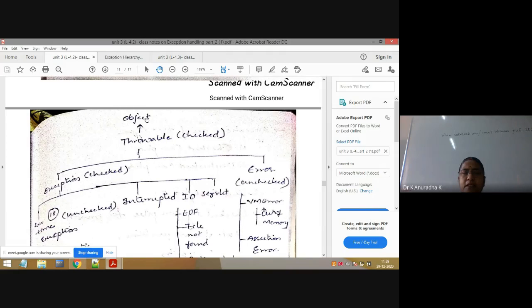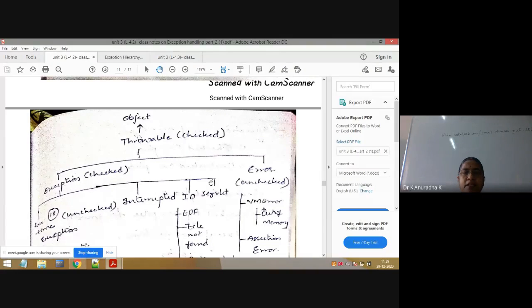So finally, object is the super class of all the classes. After that, if you take throwable, throwable is the super class for all the exception classes. So this is called exception hierarchy. Here throwable is the super class for all the predefined exception classes in the hierarchy. This is the predefined exception hierarchy.